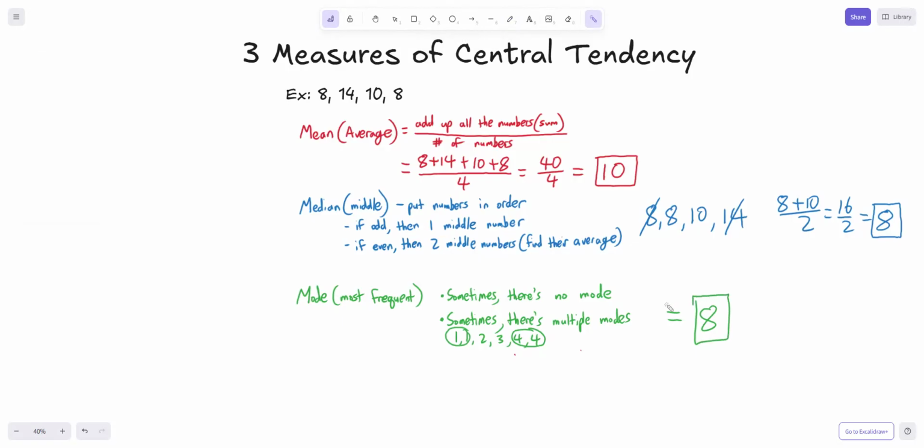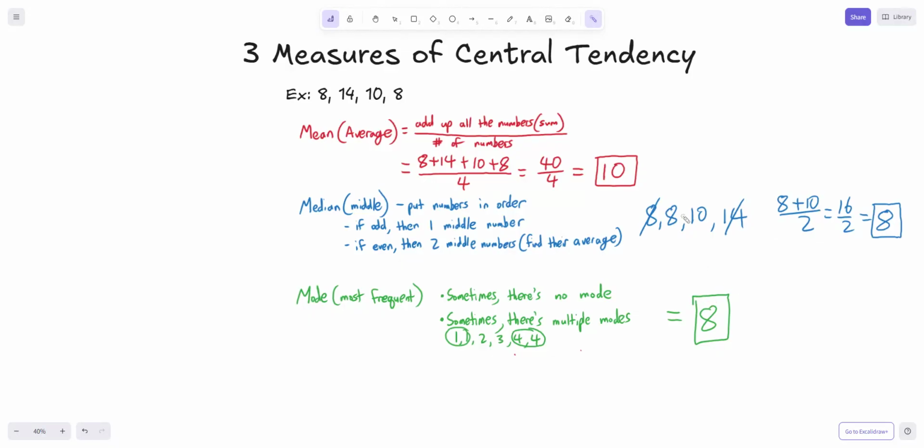Now, sometimes it can be tricky. If every number in your data set appears once, then no number appears more than the other. So then you would say there's no mode. And then sometimes, for example, you have 1, 1, 2, 3, 4, 4. I have both 1 and 4 appearing twice. Then they're tied to be the mode. So there are multiple modes. So in this example, the modes would be 1 and 4. You don't find the average. You just say there are 2 modes, 1 and 4. But for our example, the mode is 8.